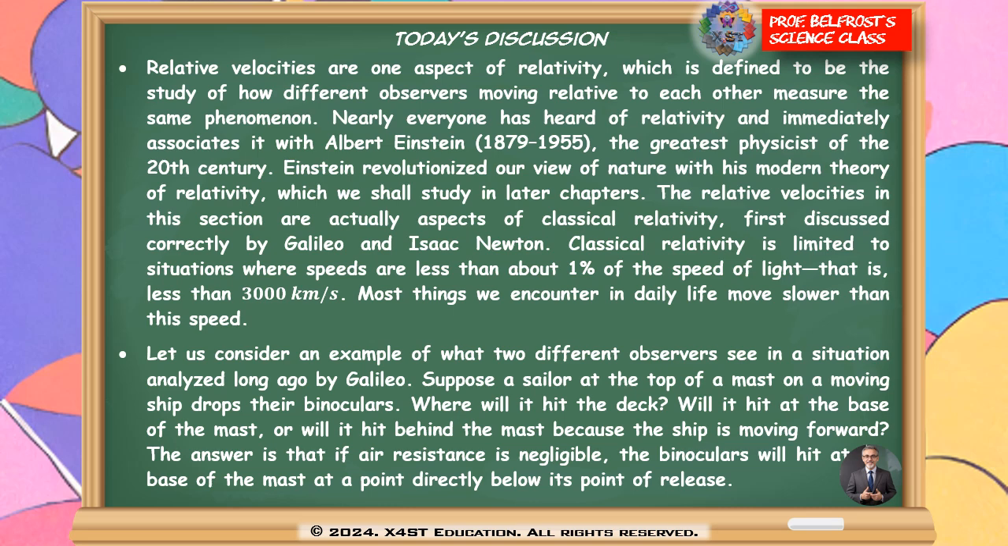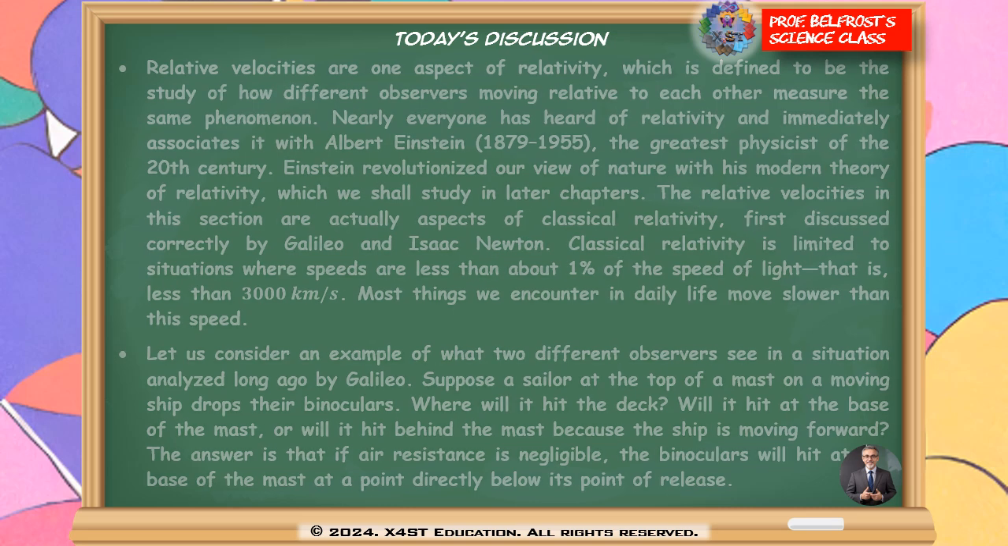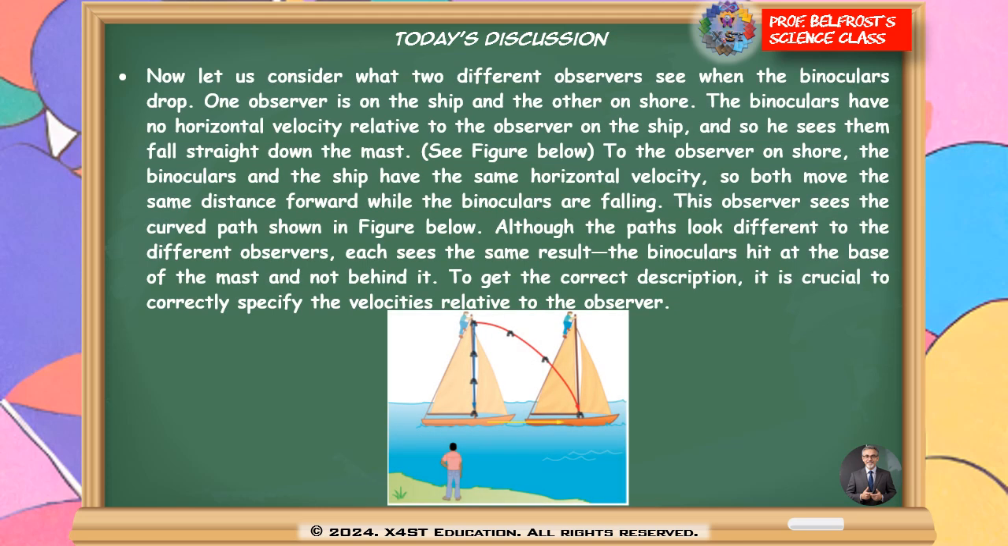So here's the example. Let's see the picture. Let's consider what two different observers see when binoculars drop. One observer is on the ship and the other on the shore. The binoculars have no horizontal velocity relative to the observer on the ship, so he sees them fall straight down the mast. But to the observer on the shore, because the ship is moving horizontally, it moves the same distance forward while the binoculars are falling. Then the observer on the shore will see the curved path shown in the figure below.